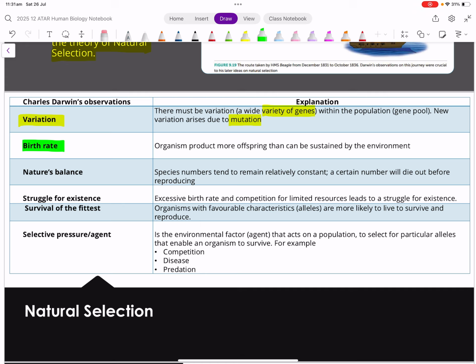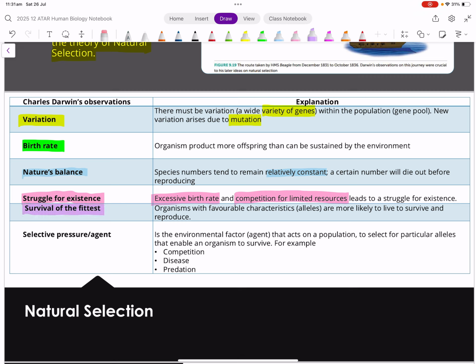Secondly, birth rate. So an organism generally will produce more offspring than can be sustained by the environment, but the environment is going to restrict that thanks to this idea of nature's balance. So species numbers tend to remain relatively constant because a certain number are always going to die out before they're capable of reproducing. Fourth, there is a struggle for existence within the environment, so an excessive birth rate and competition for limited resources, so things like food, habitat, water, shelter, all of these things are going to result in a struggle for existence for members of a particular species.